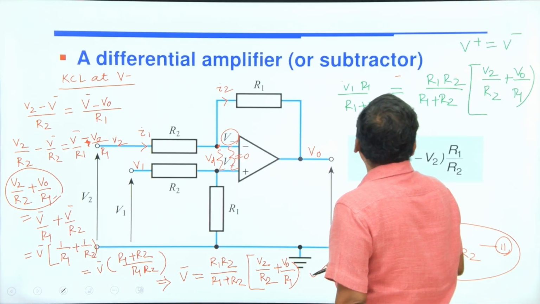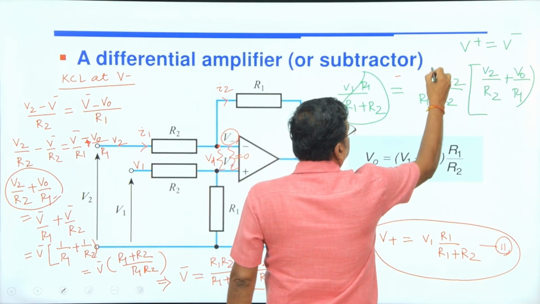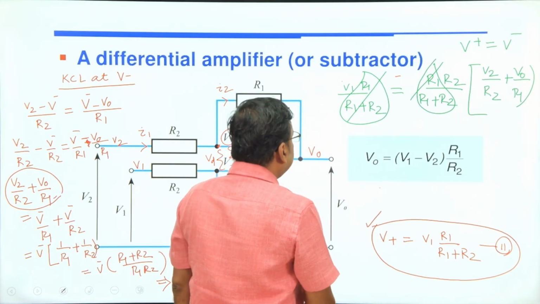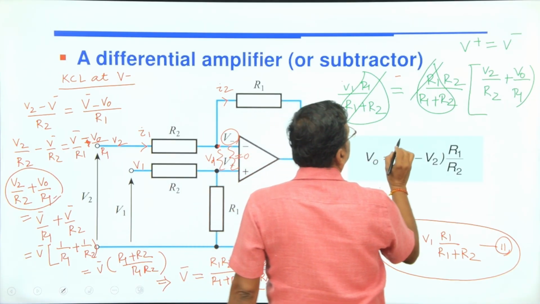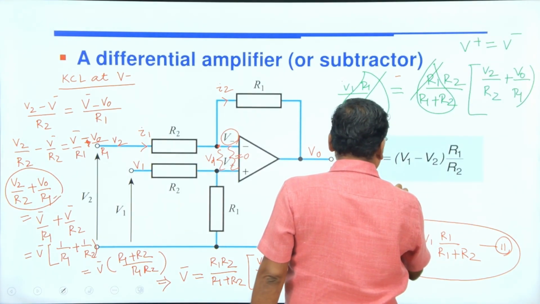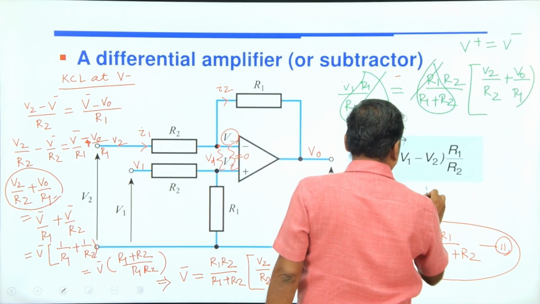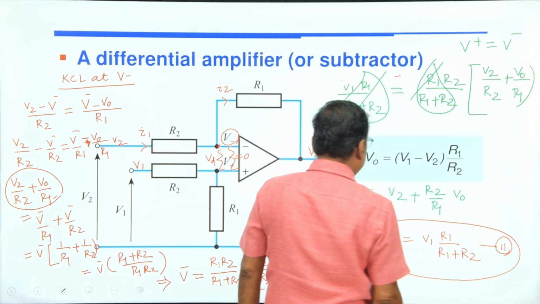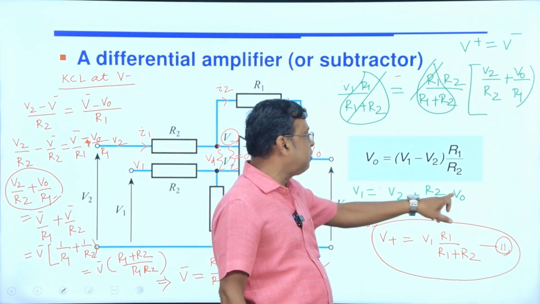Okay. So here R1 by R1 plus R2, R1 by R1 plus R2, this will cancel out. So V1 equals, here, R2 multiplied by this R2 by R2, that is 1. That is your V2 plus R2 by R1 into V0. So finally I have got V1 equal to V2 plus R2 by R1 into V0.